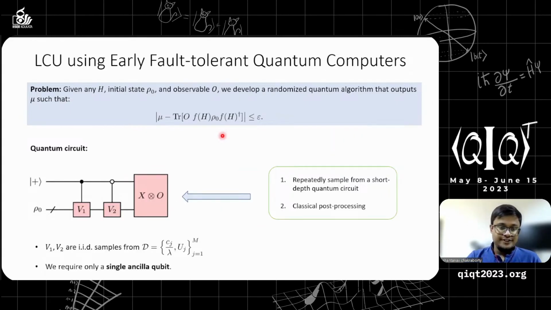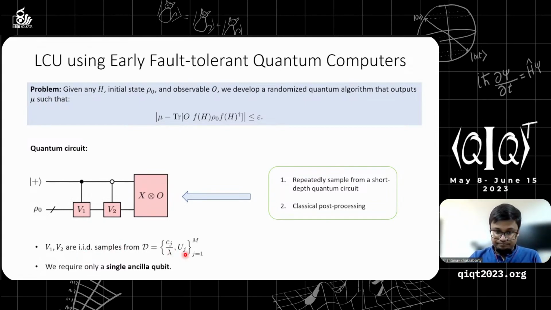Our strategy is going to be the same as I mentioned. We'll repeatedly run this short depth quantum circuit and we'll get some outcome. Based on the series of outcomes that we get by repeatedly running the circuit, we'll do some classical post-processing. Now we come to what V1 and V2 are. V1 and V2 are basically outcomes of this classical sampling that I just mentioned.